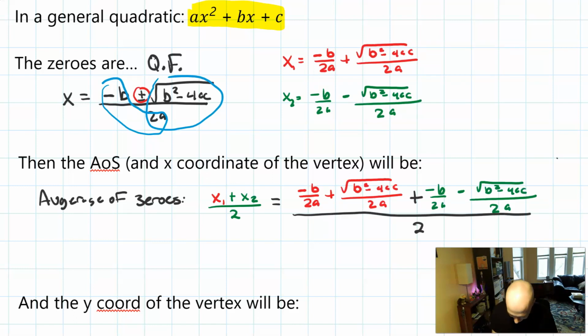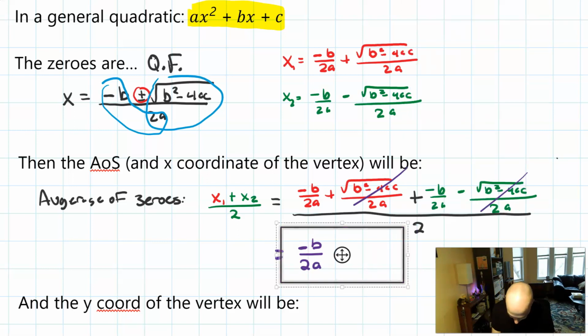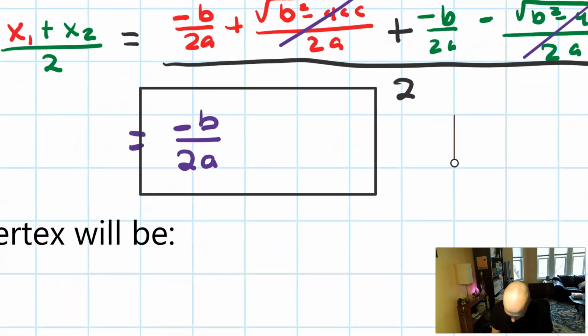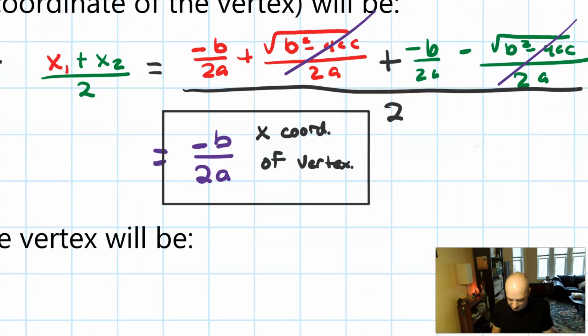Well, if I write it out with a little bit of copy-pasting magic, notice how the square root terms cancel out, and then we have two of these, but we're dividing by 2. So in the end, the average of the zeros is always going to be at negative b over 2a. And this is a super useful trick. Negative b over 2a will always tell you, in a quadratic, the x-coordinate of the vertex, because it will tell you the axis of symmetry.